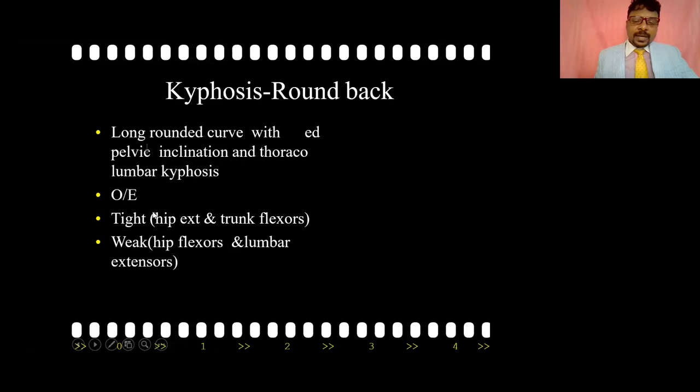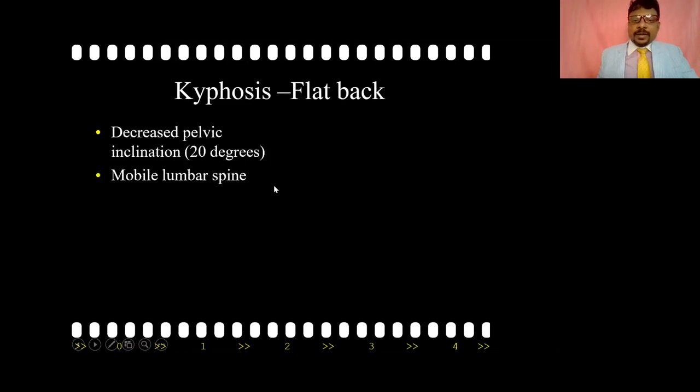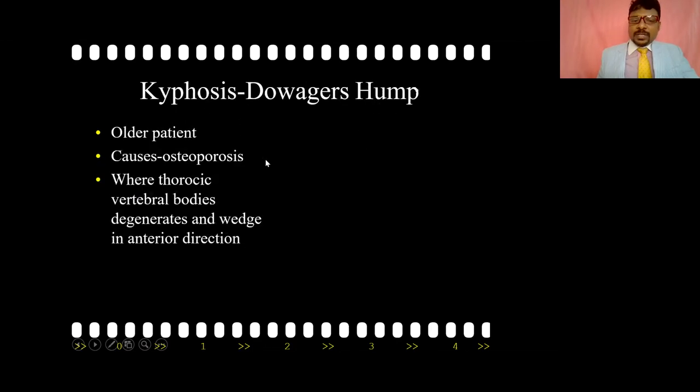In this condition they may also get hip extensor and trunk flexor tightness. If the trunk flexors are tight, it gives flexion and a rounded posture. There is also weakness of the hip flexors and lumbar extensors, so they may get a rounded hump, and localized sharp posterior angulation of the thoracic spine. Also with a flat back, the pelvic inclination decreases. This is most commonly seen in spinal deformities such as kyphosis, lordosis, and scoliosis.